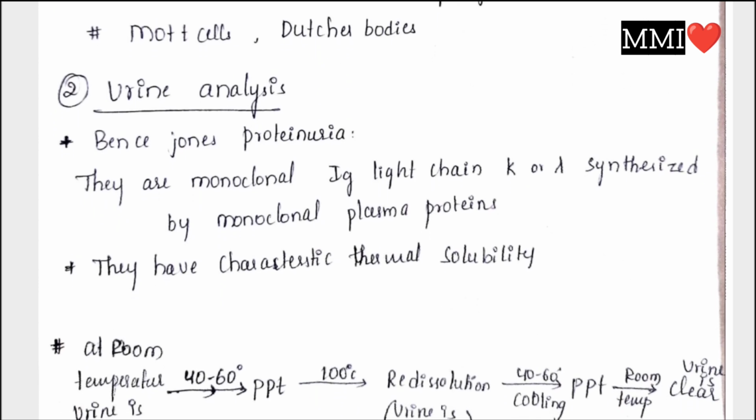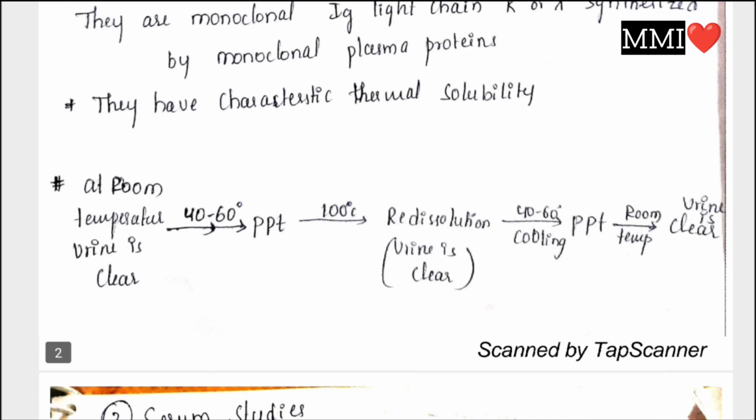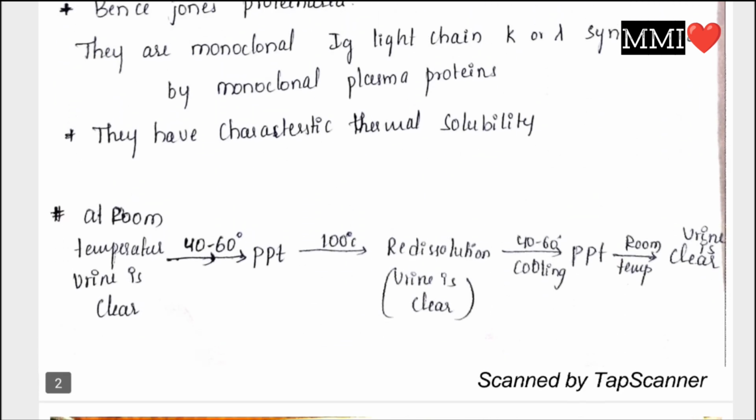Next is urine analysis. We will take a urine sample of the patient and do urine analysis. Upon urine analysis, we will see Bence-Jones proteins. What are these Bence-Jones proteins? These are the monoclonal immunoglobulin light chains, that is, kappa or lambda, synthesized by the monoclonal plasma cells. They have characteristic thermal solubility. They have characteristic thermal stability. This is the most important thing.